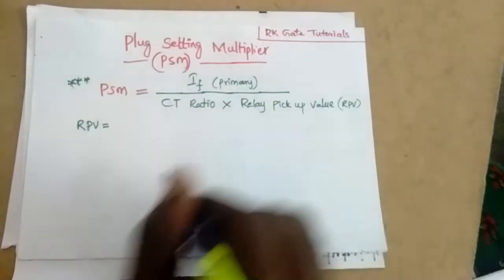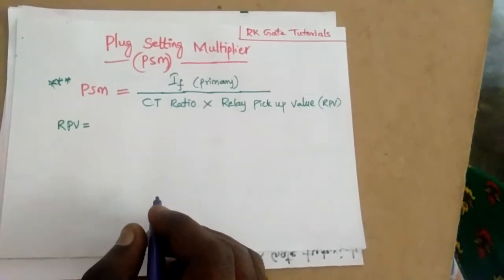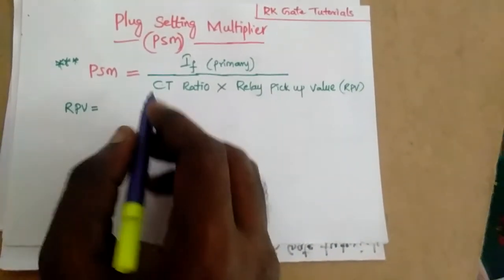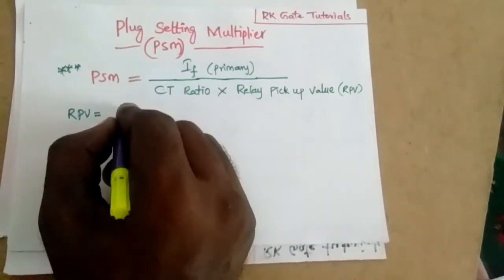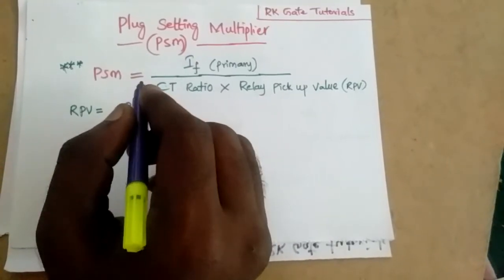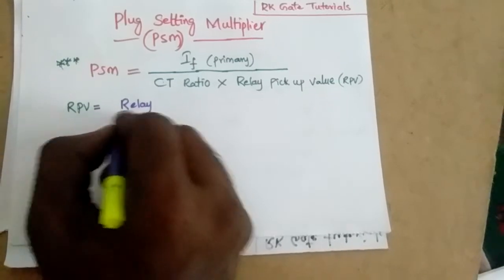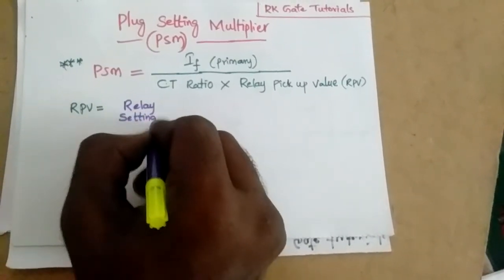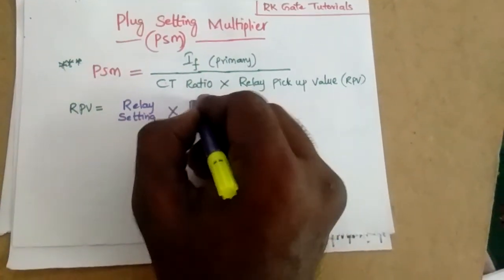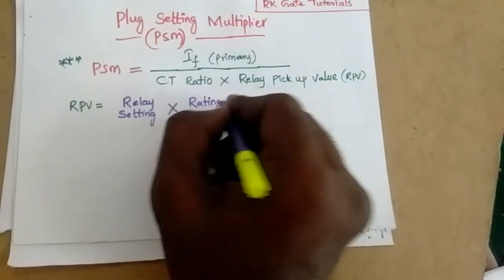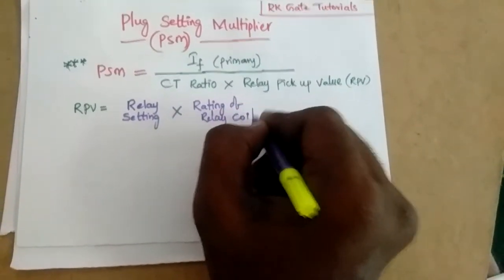But you have another formula for the relay pickup value. You have to remember this one too. So what is that? Relay pickup value is completely with respect to the relay. So you'll be having relay settings like 10%, 20%, 120%, 150%, like that. So that is the relay setting, which is in terms of percentage, multiplied by the rating of the relay coil.